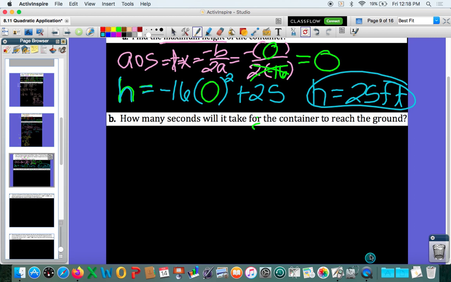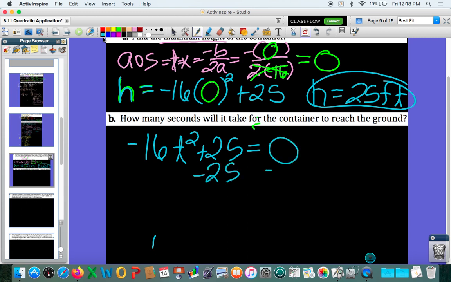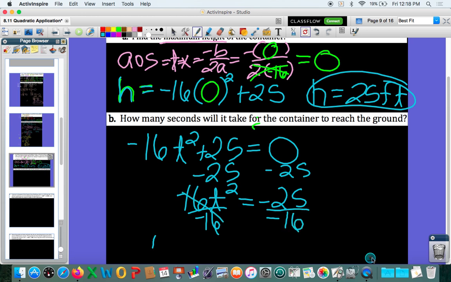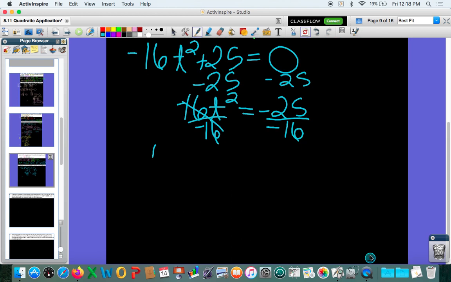So we're going to, again, set it equal to 0 because we want the height to be 0. So I've got negative 16 t squared plus 25 equals 0. All right, we're going to inverse the 25 by subtracting it. I've got negative 16 t squared equals negative 25. Divide by negative 16 to get t alone. And then I've got t squared equals 25 over 16.